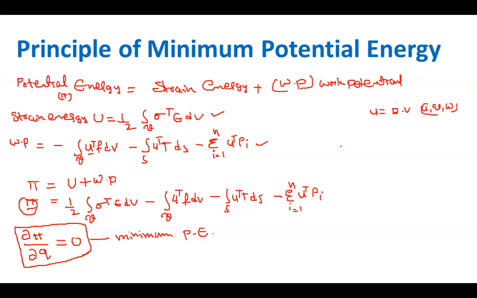If the number of variables is increasing, or let us say n, then you will get n equations after performing the minimum potential energy procedure. So again I am repeating that in a potential energy equation, if the number of variables is n, you are going to get n minimum potential energy equations.